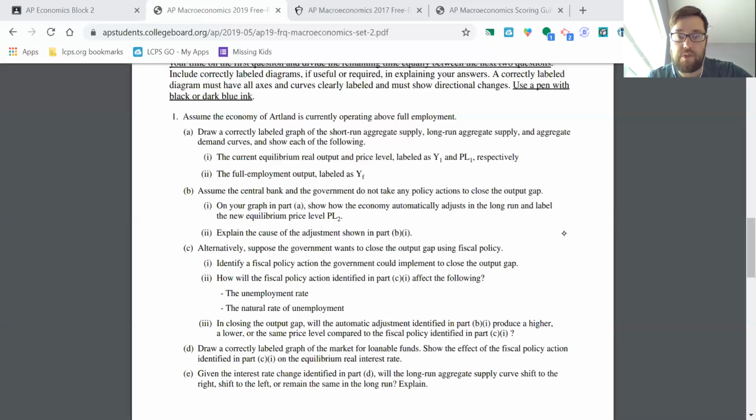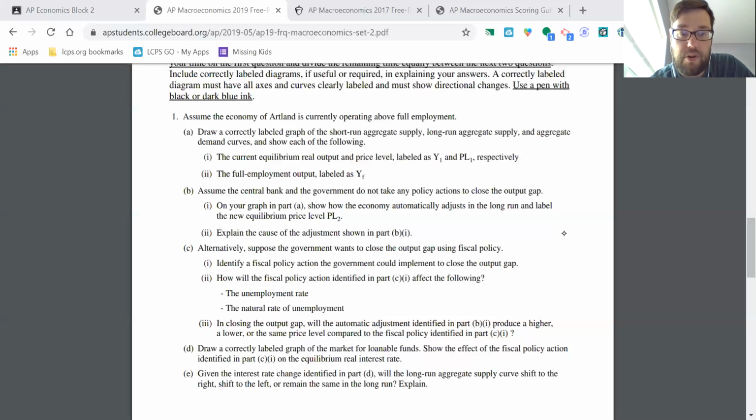Alternatively, suppose the government wants to close the output gap using fiscal policy. Okay, so again, we have an inflationary gap. Essentially, the economy is too strong, too hot. We need to hit the brakes a little bit and slow it down, and close that gap. So it's a counterintuitive scenario where you want to decrease the real GDP output.